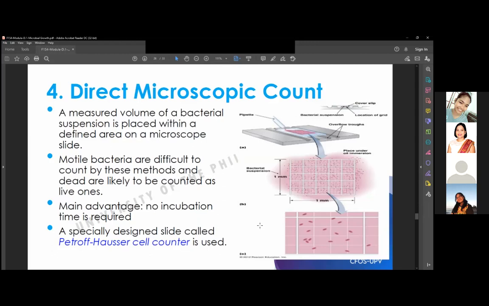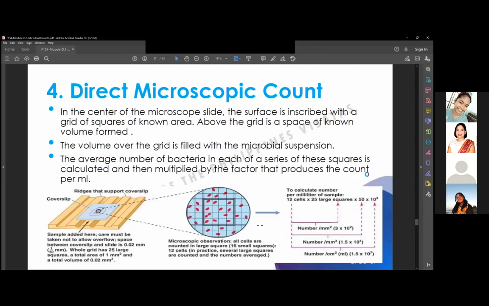Okay, yun yung strategy. So the main advantage of direct microscopic counting is there is no incubation required. So take note of the name of the slide that we are using. We use the Petroff-Hauser cell counter. All right. So next slide.